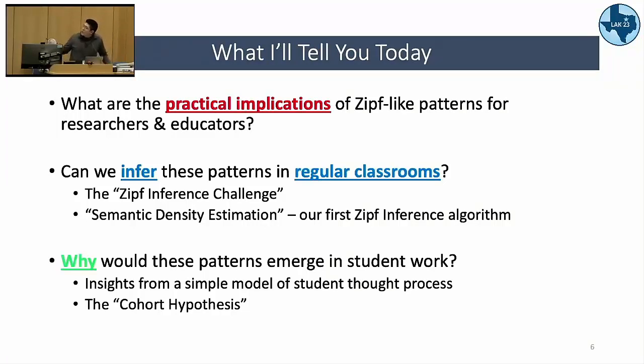And lastly, some theory, right? Why do we see these patterns in student work? Is there a deep grounding theory that gives rise to this? Well, my answer currently is I don't know, but we do have some hypothesis that I call the cohort hypothesis, which we will derive by drawing insights from a simple model of student thought process.